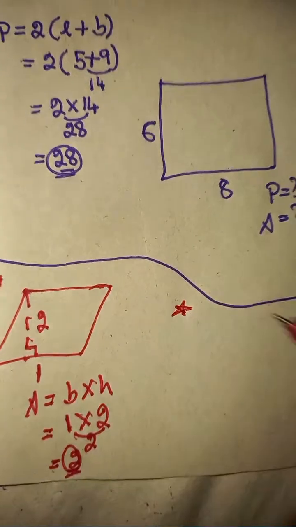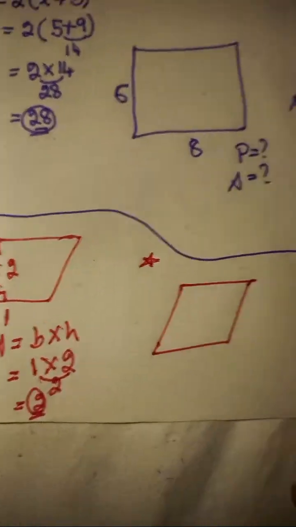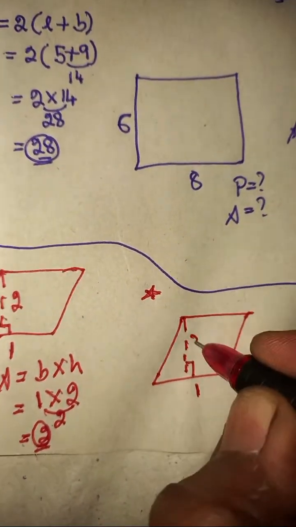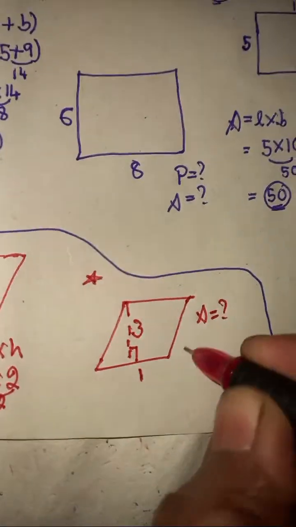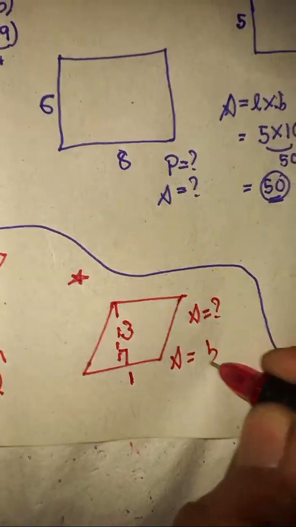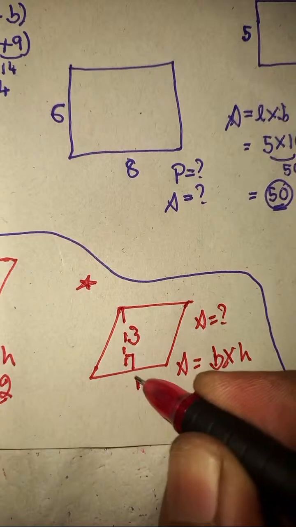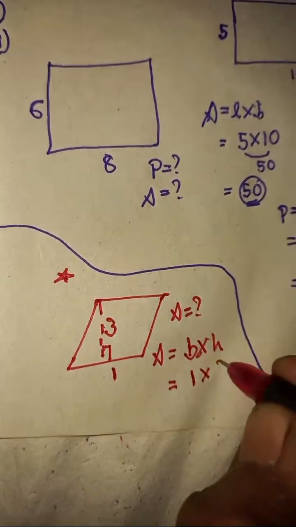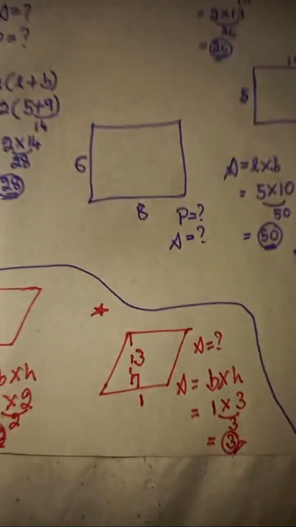Let's take one more parallelogram. In this parallelogram, the base is 1 unit and the perpendicular height is 3 units. You need to find the area. Area here also is base times perpendicular height. Here the base is 1 unit, perpendicular height 3 units. It is 1 times 3, which is 3. 3 square units is the area of this parallelogram.